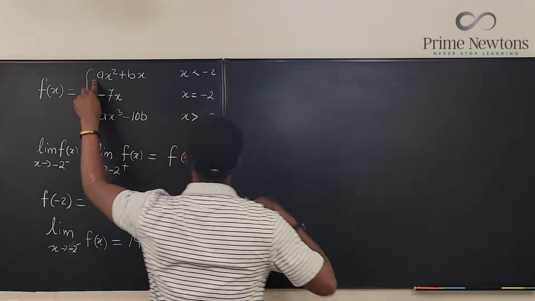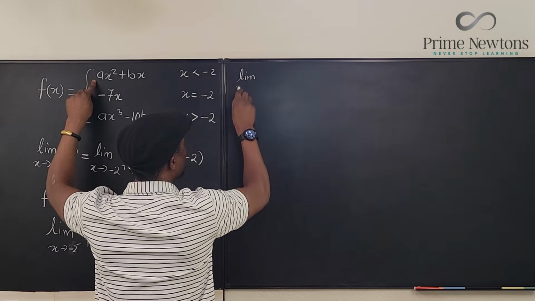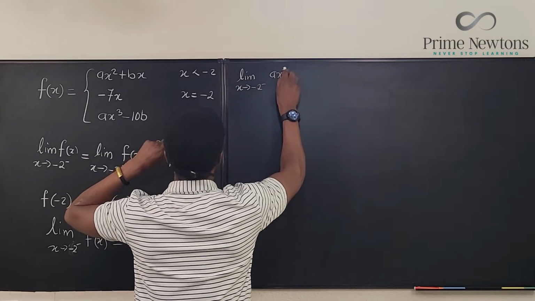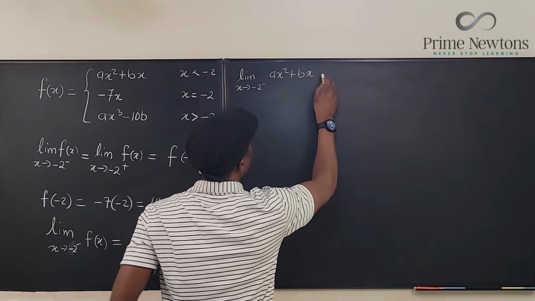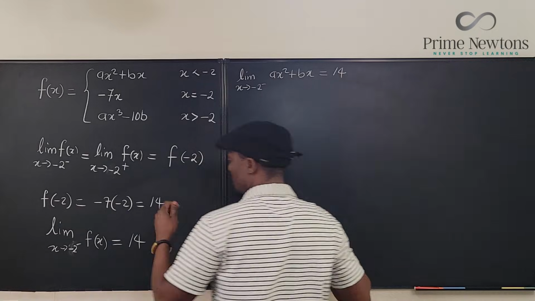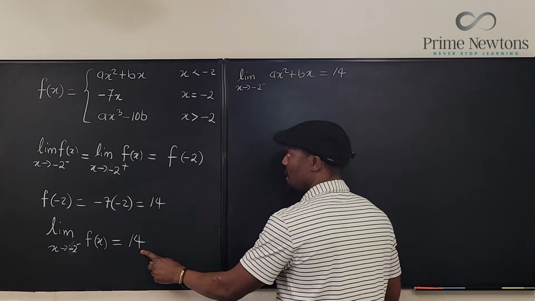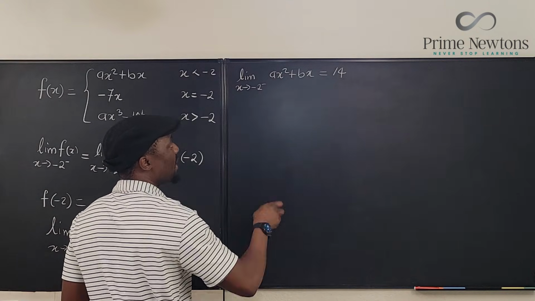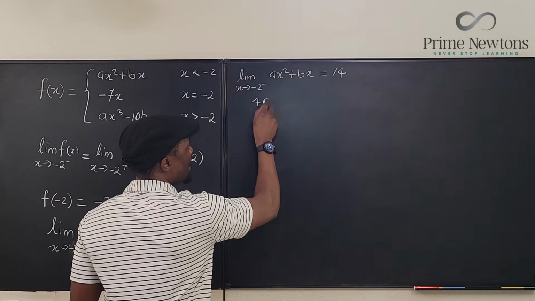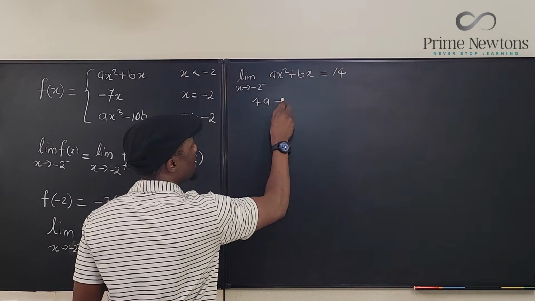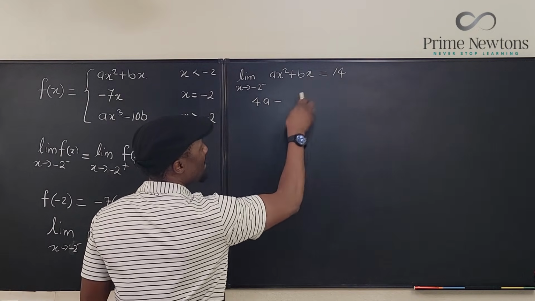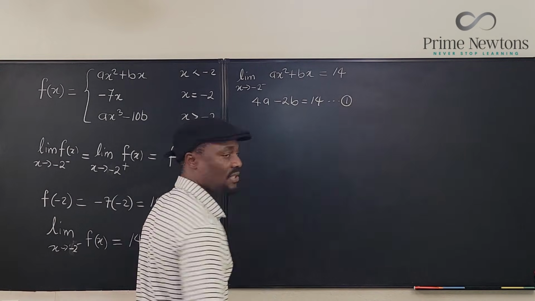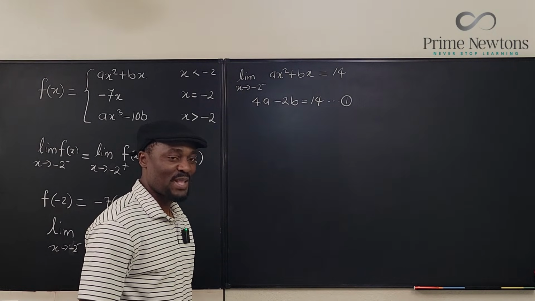So we're saying that the limit as x approaches -2 from the left of ax squared plus bx is equal to 14. Don't forget, everything is now equal to 14. So here, if you plug in -2 into this function, this is going to be -2 squared, which is going to give you 4a, and b times -2 is going to be -2b, equals 14. That's equation 1.